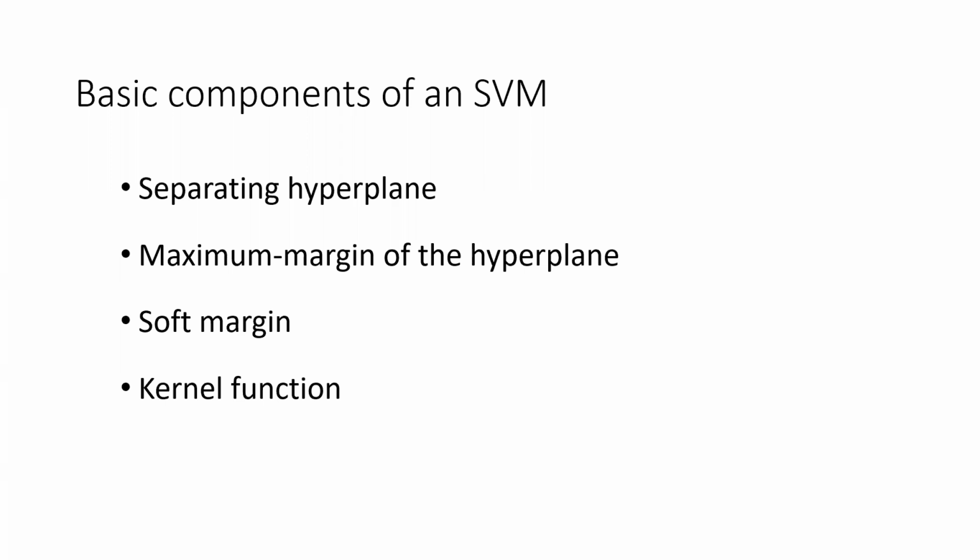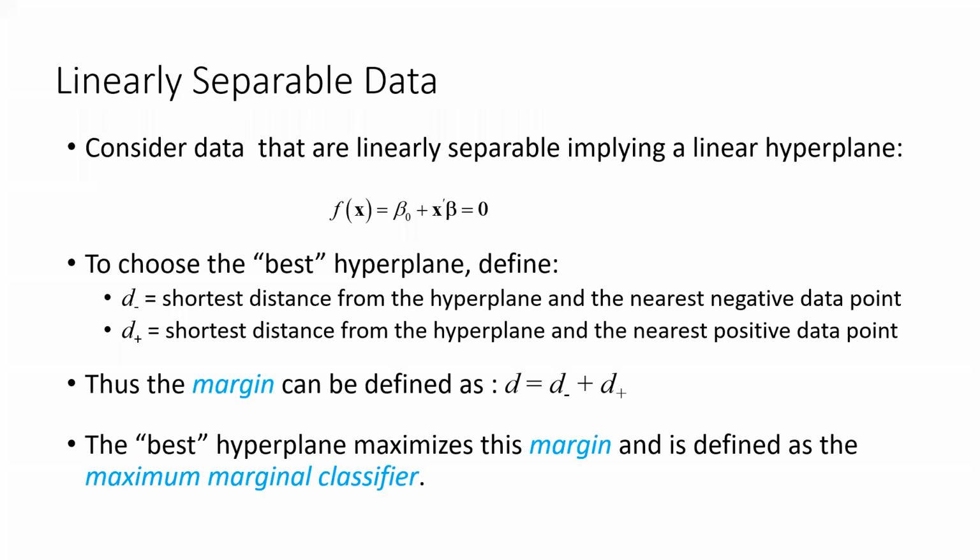So if we start by thinking about the idea of linearly separable data, we can see we have this function here, f of x is equal to beta naught plus x transpose beta. So it looks like a linear regression model. And we're setting that equal to 0. So that gives us our line. So where this is true is where our linear decision boundary occurs. That's the hyperplane that we're defining.